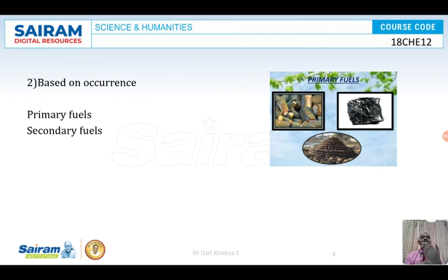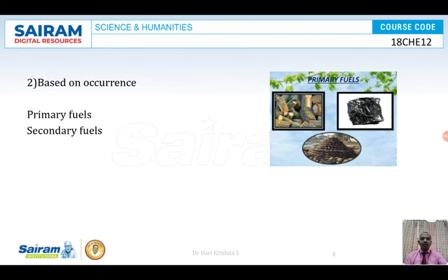Next, natural gas. Natural gas is a primary fuel, but compressed natural gas is a secondary fuel. You get natural gas, it will be compressed and supplied for household purposes. So this is a secondary fuel. Any chemical substance that is used as a fuel after some chemical process is called a secondary fuel. I have given examples in different states also: in solid state, your charcoal; in liquid state, petrol, diesel, kerosene; in gaseous state, your CNG, biogas, etc.